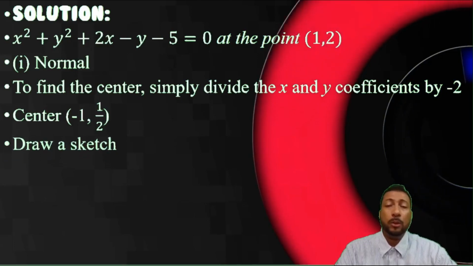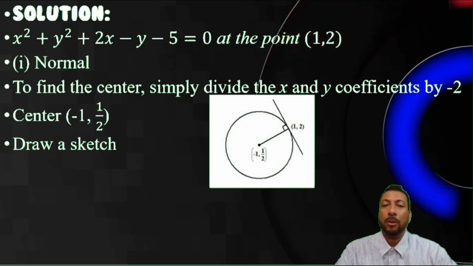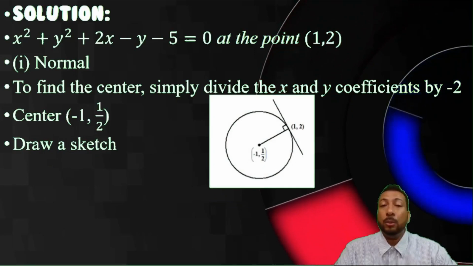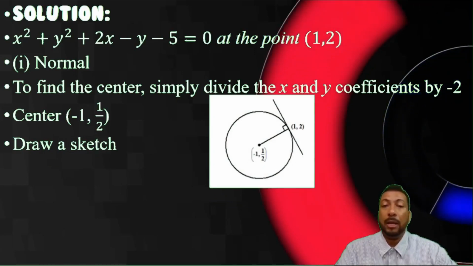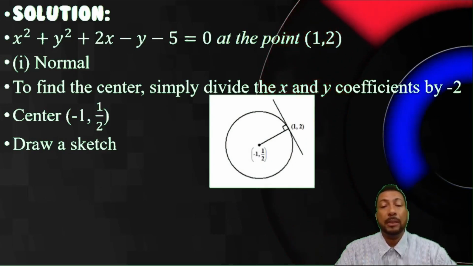Next, it would be good if you were to draw a sketch. So here, this is what our graph looks like. We have our circle with the center (-1, 1/2), and relative to that, the point (1, 2) is to the right and above it.